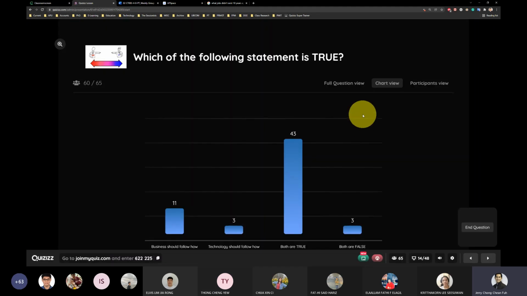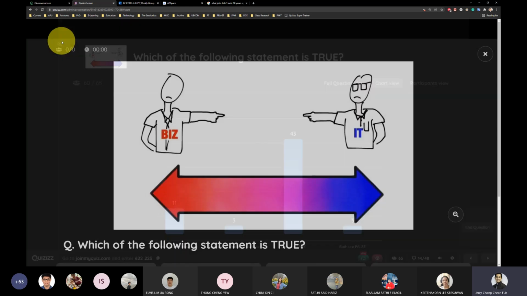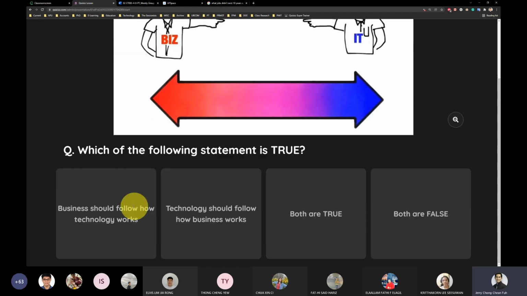All right, so I think everyone understands here, right? And since most of you said both are true, I do agree with you as well. Now, a lot of organizations, when they adopt new technology, feel that the technology should fully follow how the business works. And some organizations feel that all aspects of their business must change to follow the technology. So that's why it's important to have a balance across both of these. And that's why the answer here is definitely both are true.